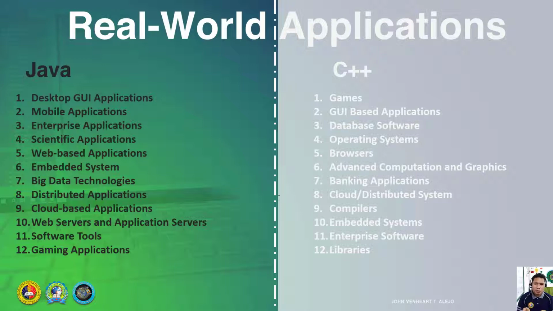Mobile applications, enterprise applications, scientific applications, web-based applications, embedded systems, big data technologies, distributed applications, cloud-based applications, web servers and application servers, software tools, gaming applications. So you can see the difference between both of them. There are similarities. What is good about Java is mobile application, which C++ really does not have.